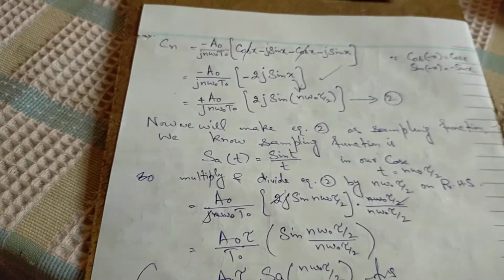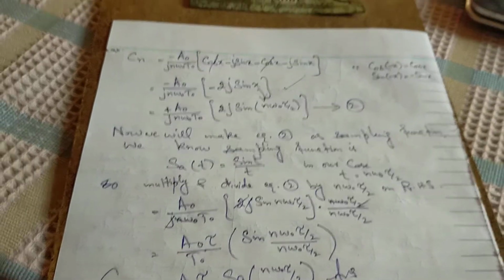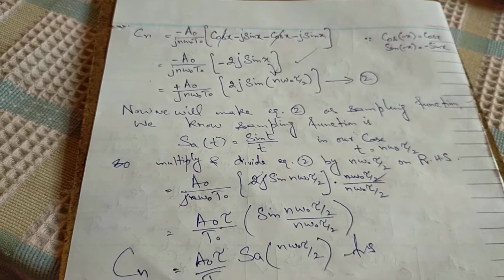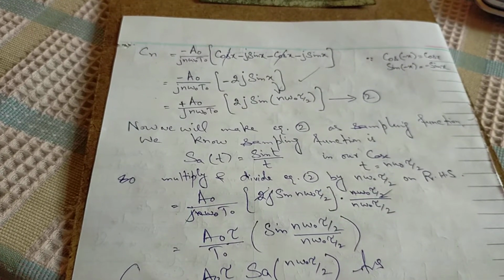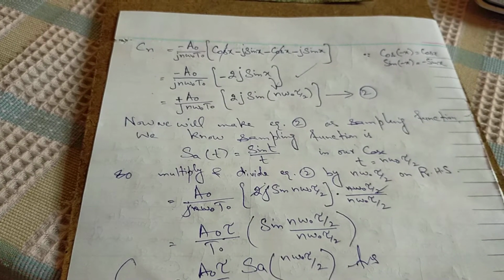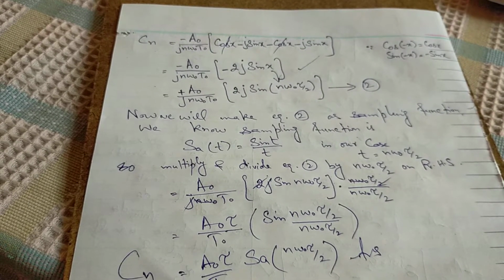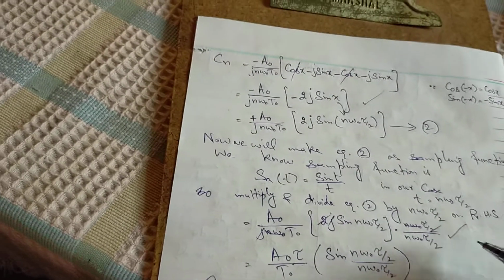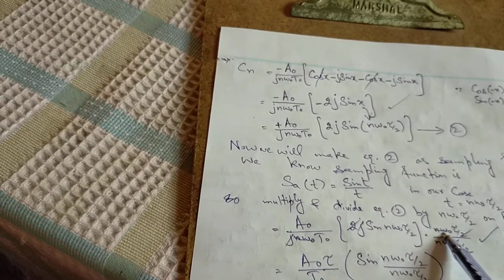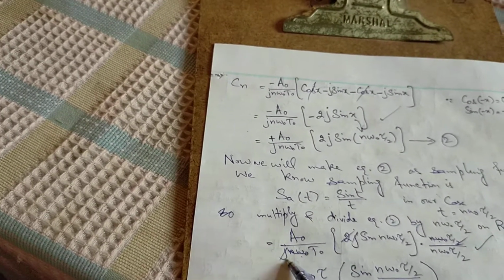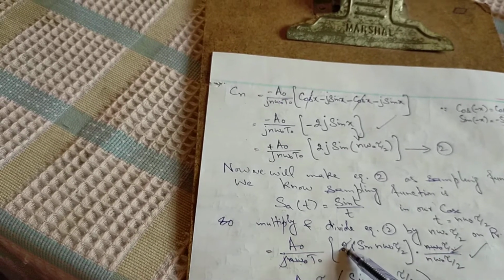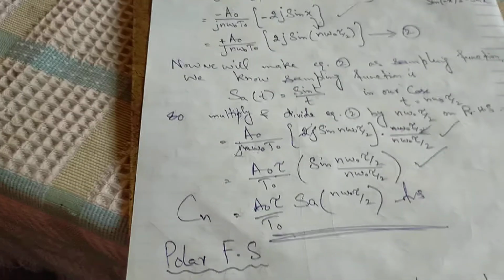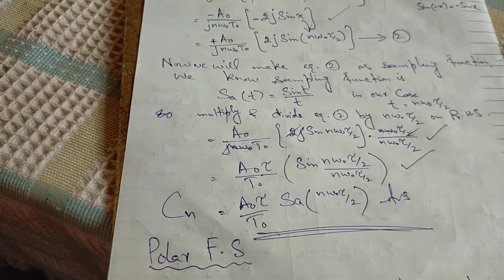Now we will make equation number 2 as a sampling function. We know the sampling function Sa of t is equal to sin t over t. In our case, t is equal to n omega naught tau by 2. So multiply and divide equation number 2 by n omega naught tau by 2 on the right hand side. This omega naught is cancelled by this omega naught, j is cancelled by j, and 2 is cancelled by 2. So the remaining portion will be the answer of this question.